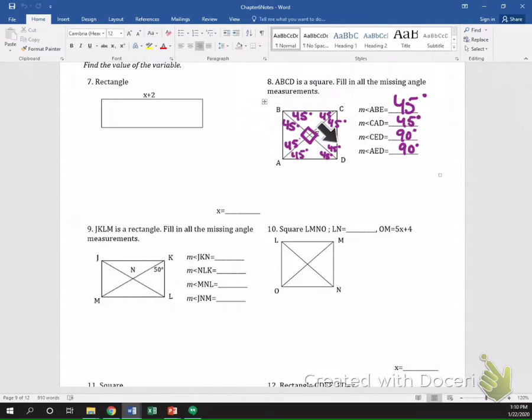All squares have perpendicular lines in the middle. The diagonals are perpendicular. These angles are all 90. They're all bisected to make 45-degree angles when you add the diagonals, okay? So this is a pretty standard question for squares.